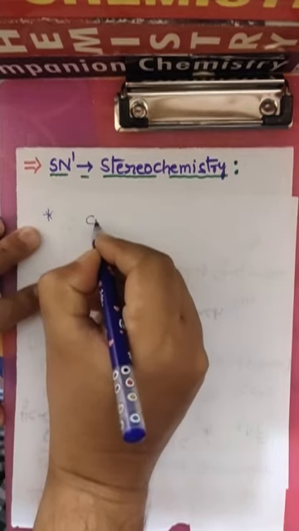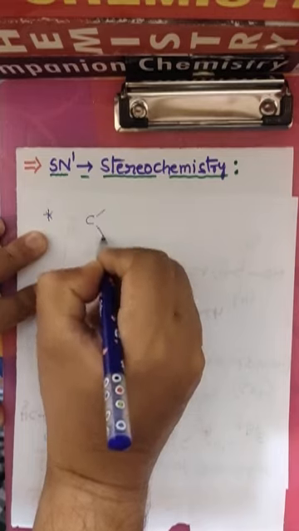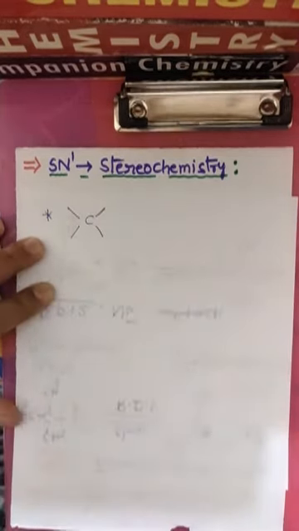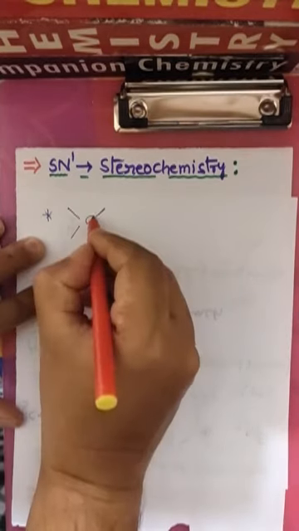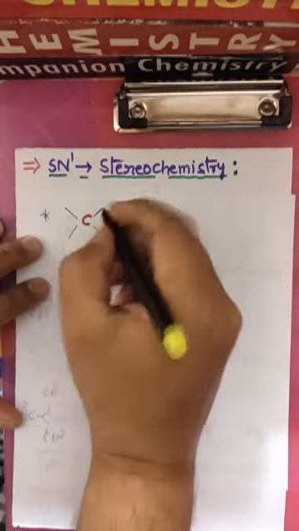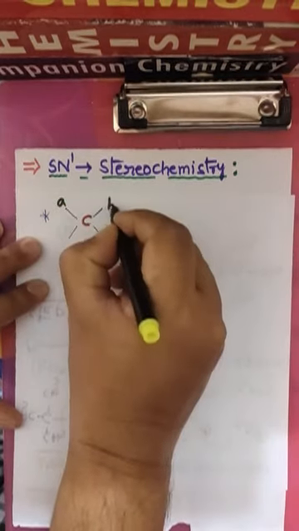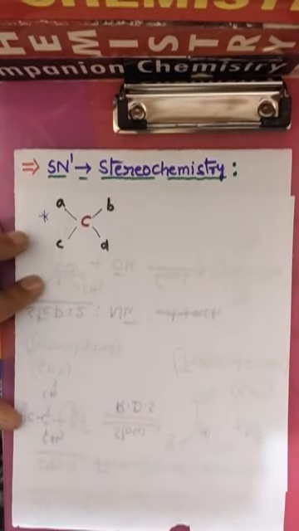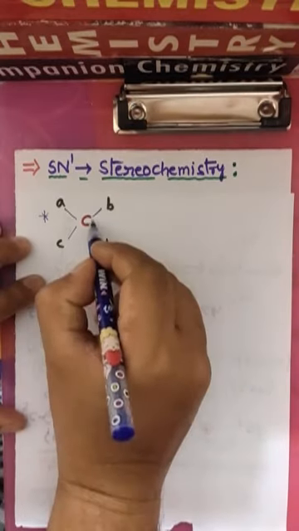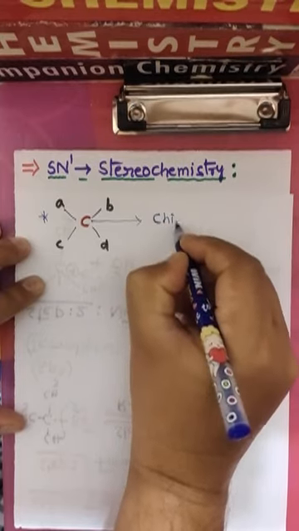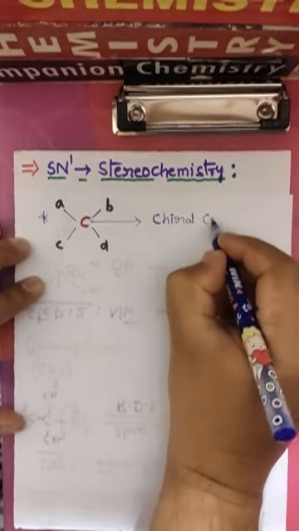A carbon with four different groups. This is a carbon we have, and they have different groups A, B, C, D. If a carbon contains four different groups, that particular carbon we are calling a chiral carbon.